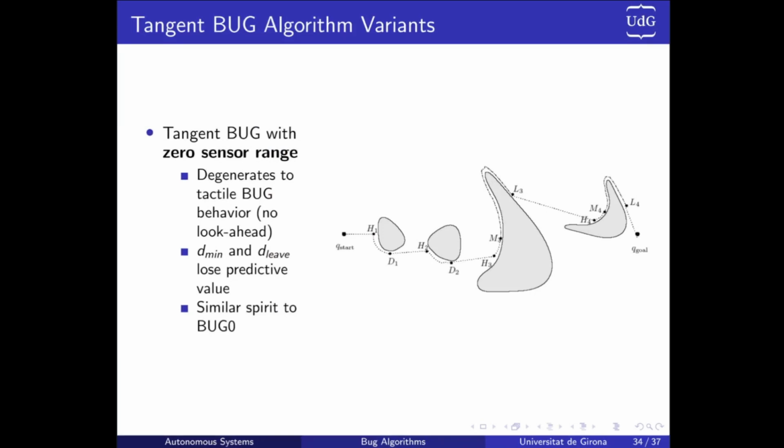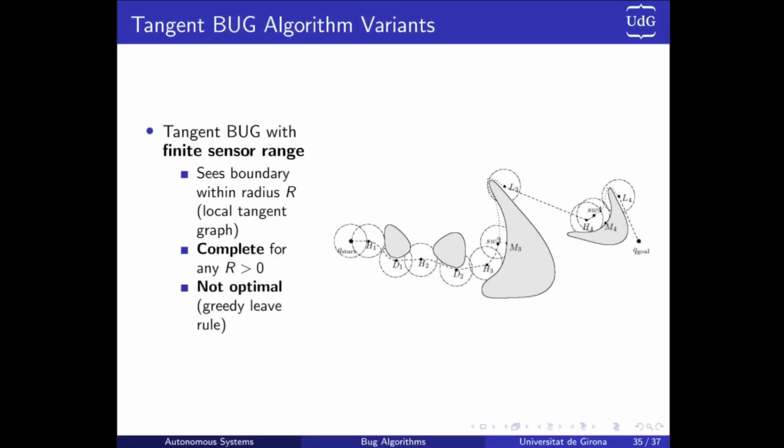What is nice about this algorithm is that if we assume that our range sensor is almost zero, then we have a behavior very similar to Bug 0. It's not exactly the same. In some situations it may change, but we have an algorithm that will be very similar to Bug 0. Of course, we lose all the advantages that the tangent bug has.